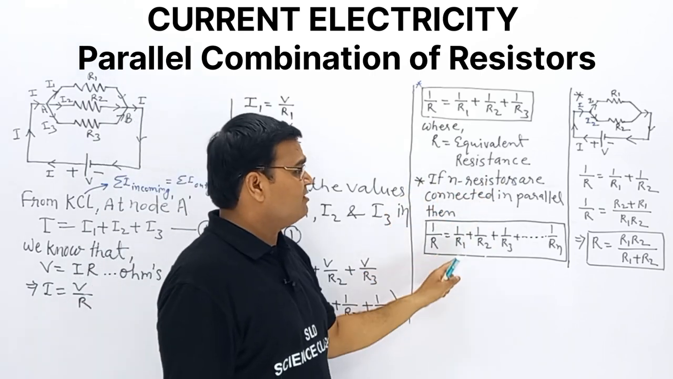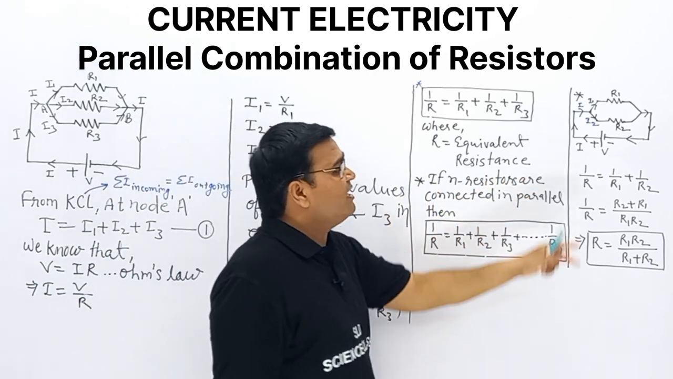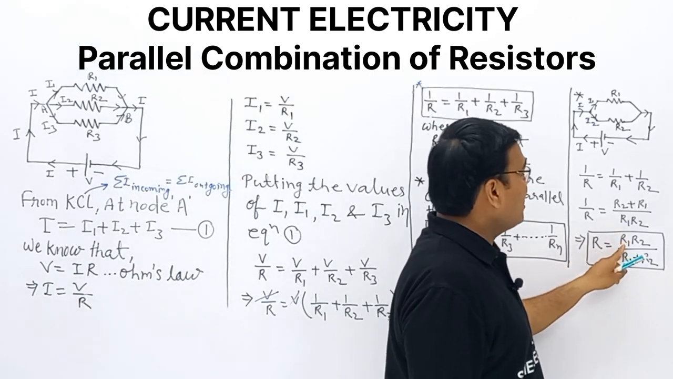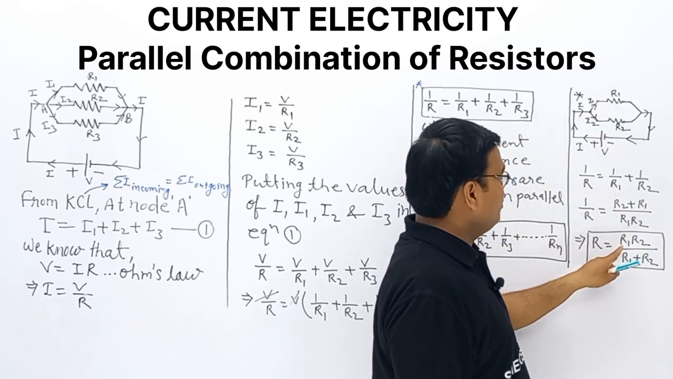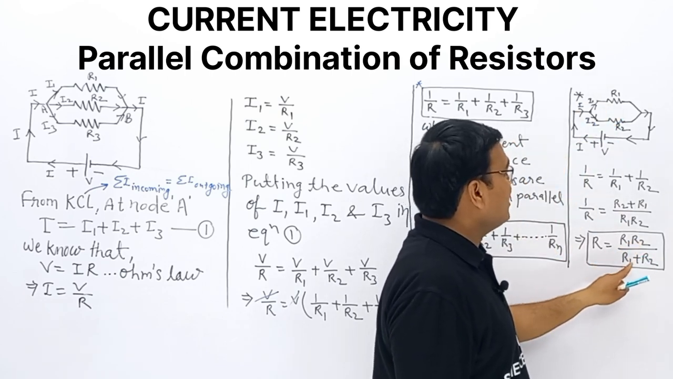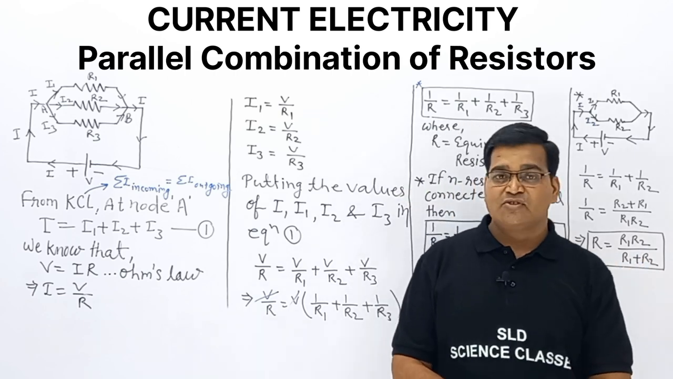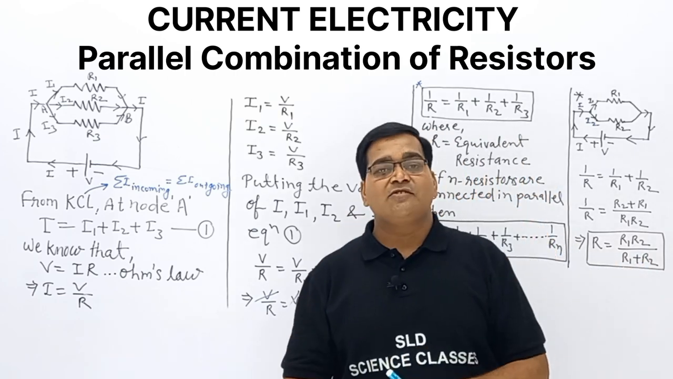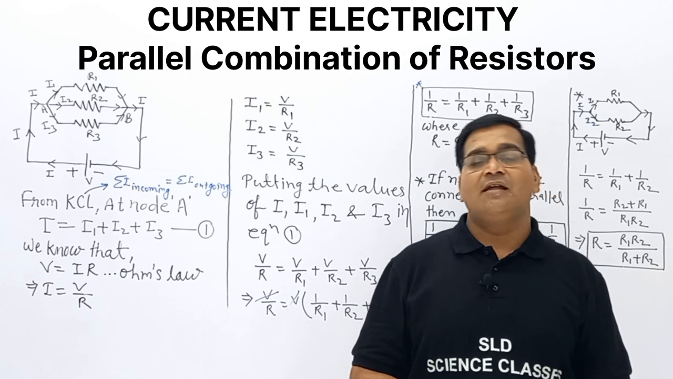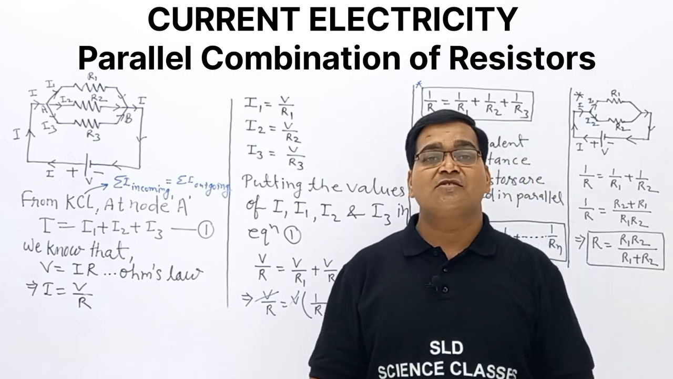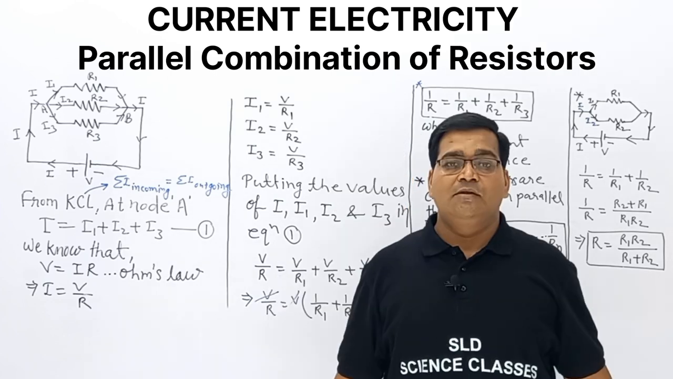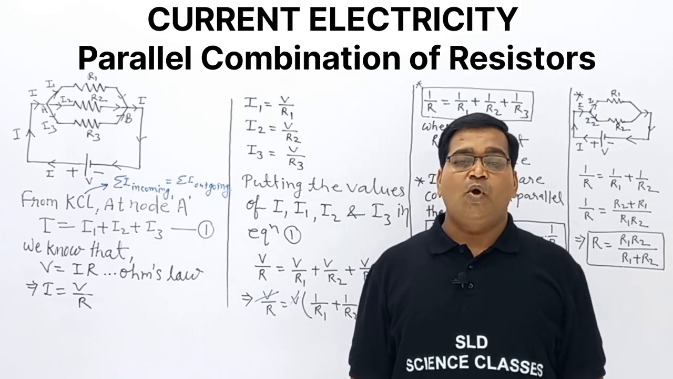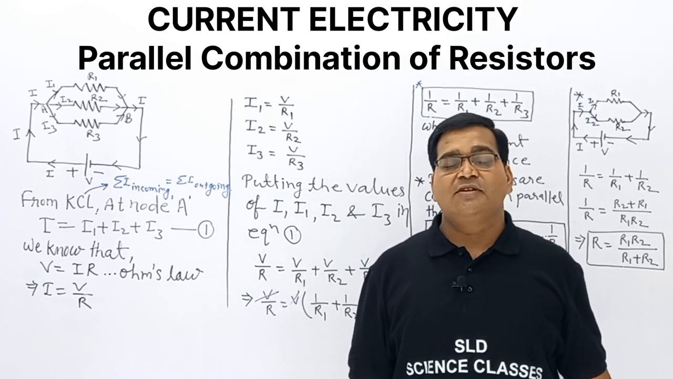If resistors are connected in parallel, this is the formula. If there are two, what will be the equivalent resistance? The product of both resistances divided by the sum of both resistances is the equivalent resistance for two parallel resistors. That's all about the combination of parallel resistances.